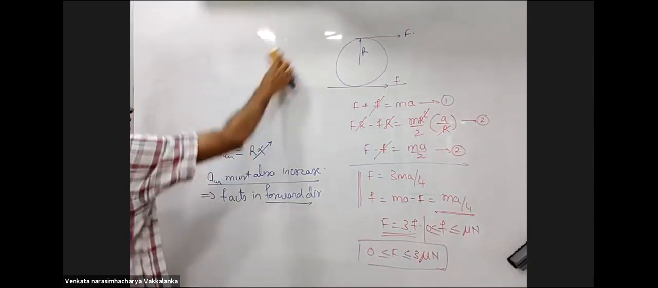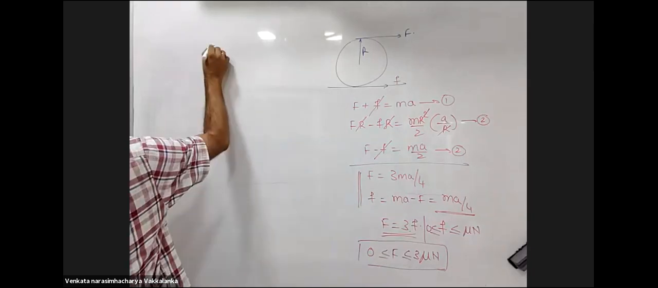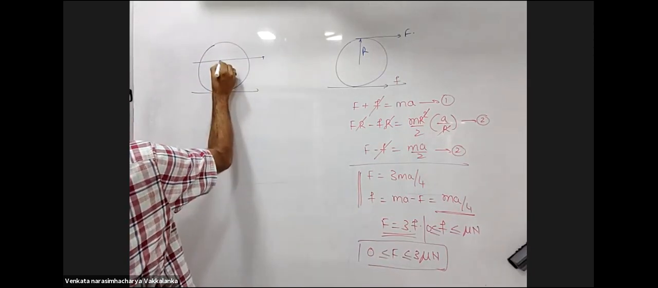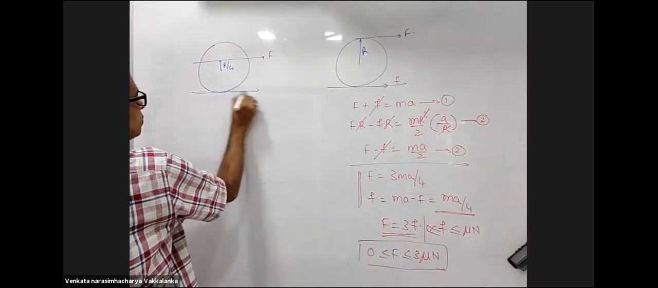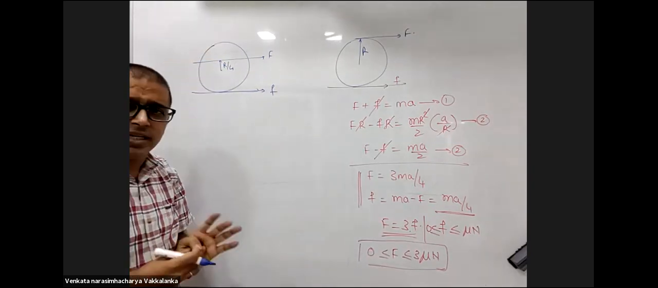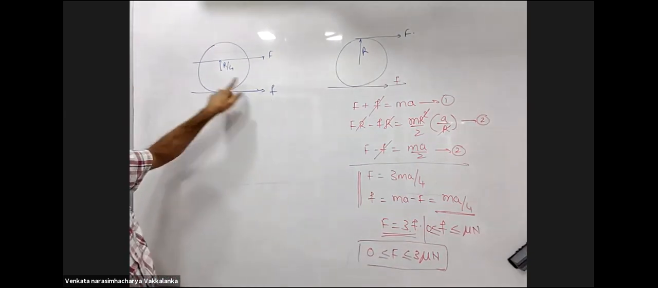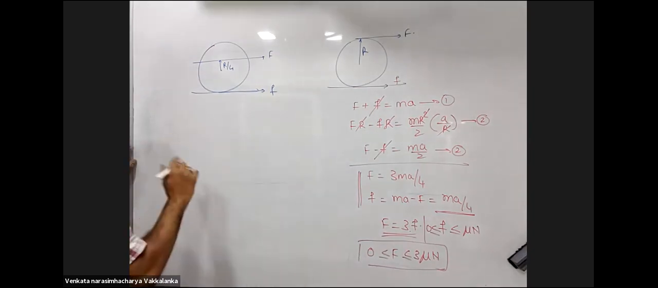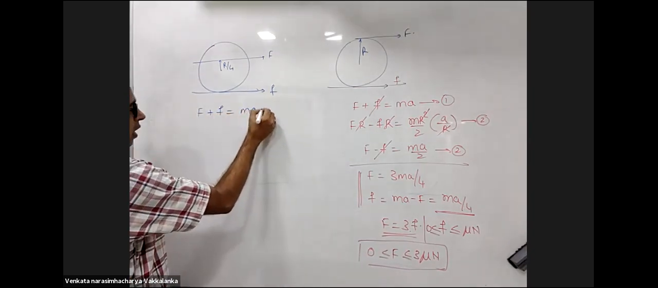Let us assume I didn't know this analysis at all. And I apply a force at a height of R by 4, less than R by 2. I just now realized that friction should be backwards. But here, I didn't know that and I took friction in the forward direction. Let us assume F plus f is equal to MA.